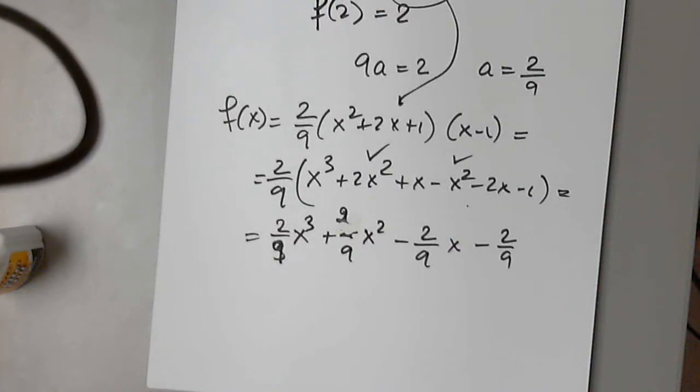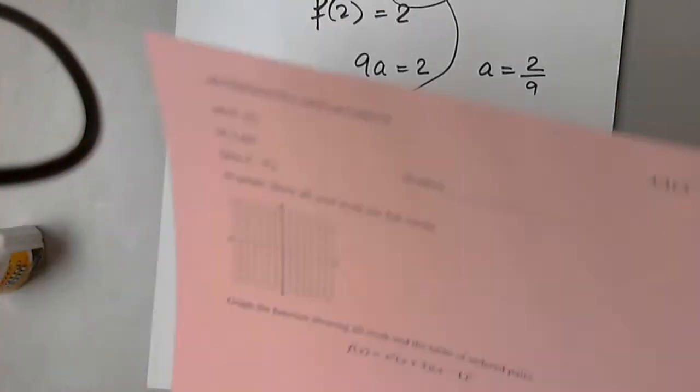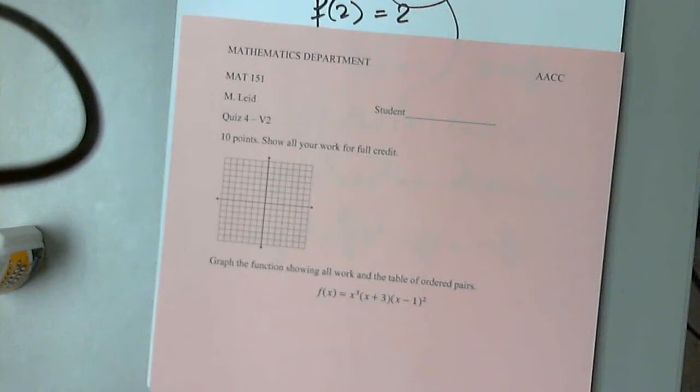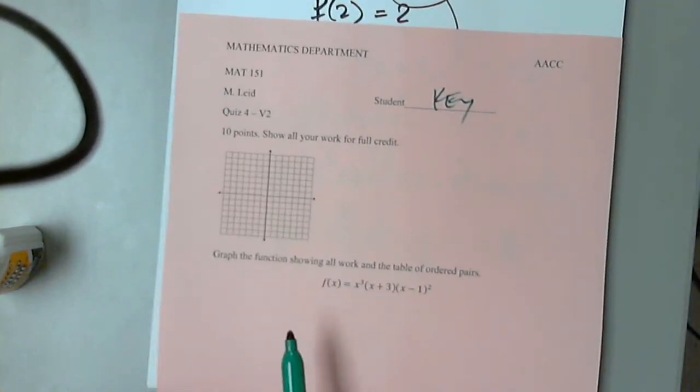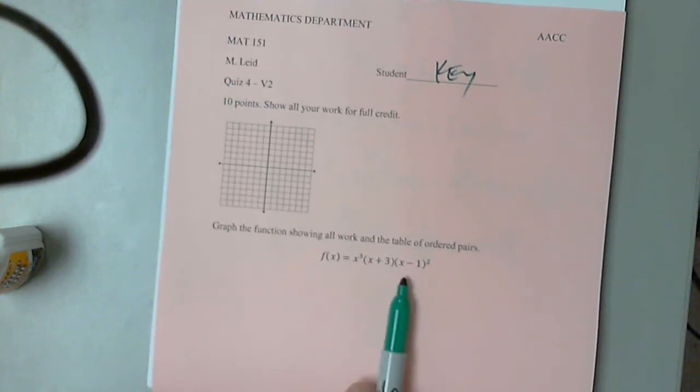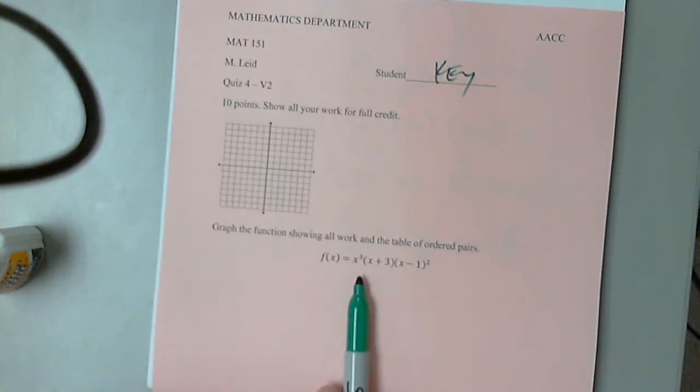So looking at the pink form, we are given a function. Obviously, it's polynomial. What is its degree? All three. 6.